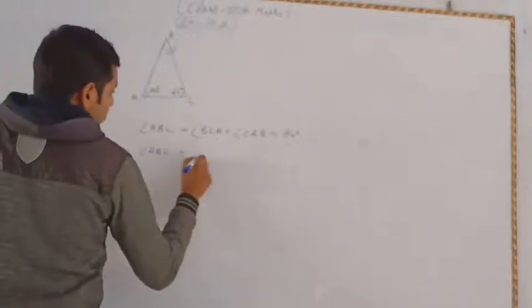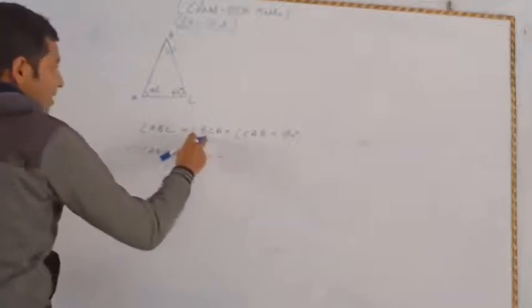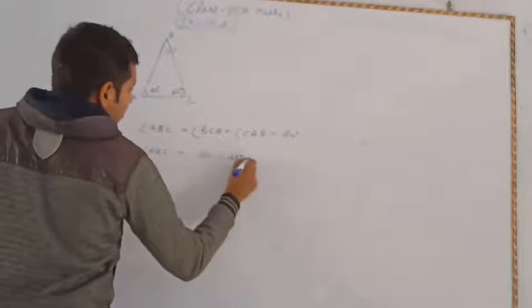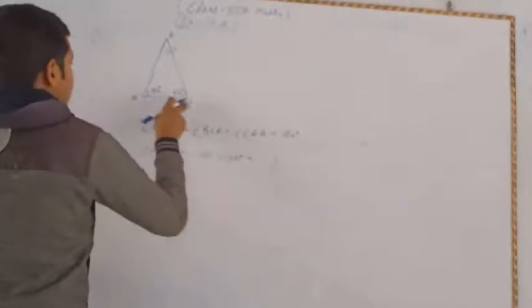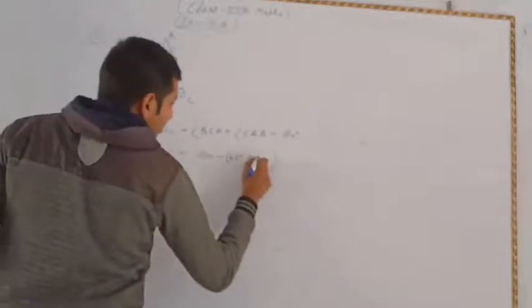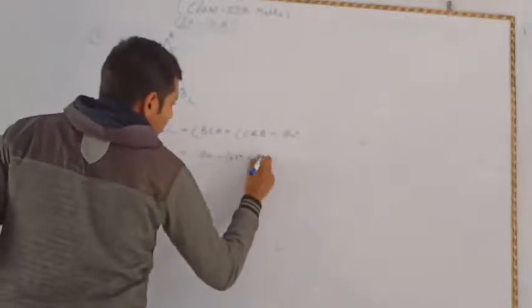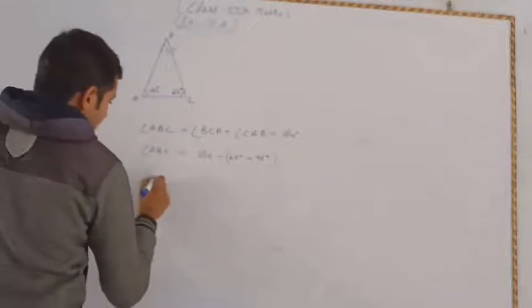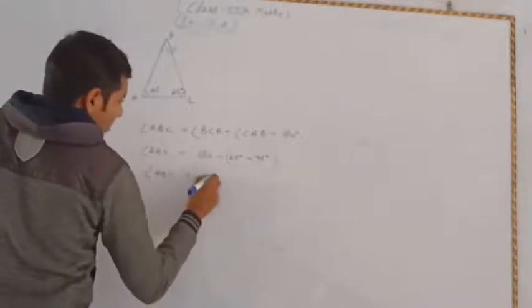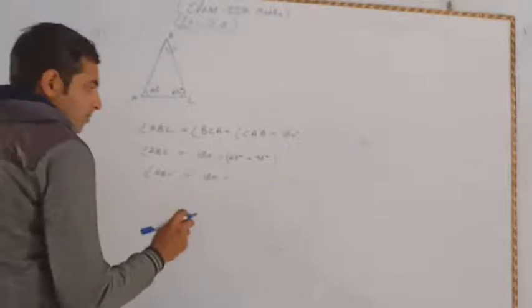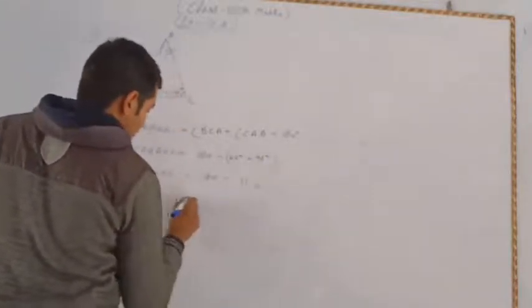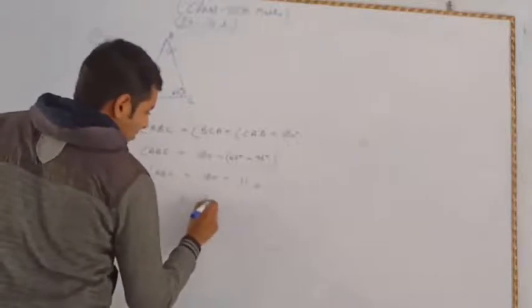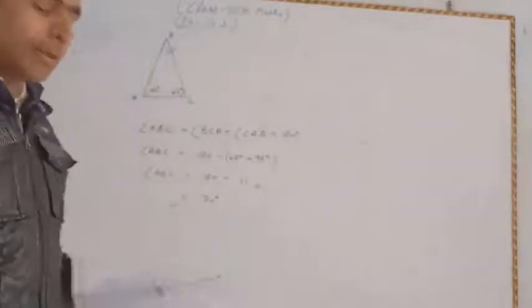Then angle ABC is equal to 180 degree minus angle BCA plus angle CAB. BCA is given that 65 degree, and CAB is also given that 45 degree. Okay. Then from here angle ABC is equal to 180 minus 110, which becomes 70 degree. Okay, this is our solution.